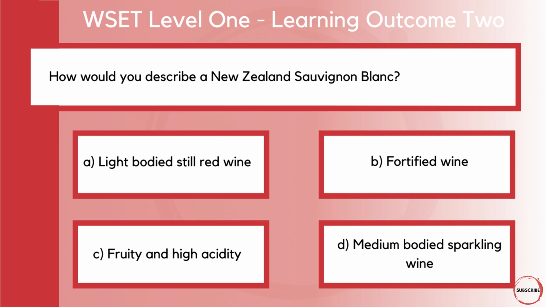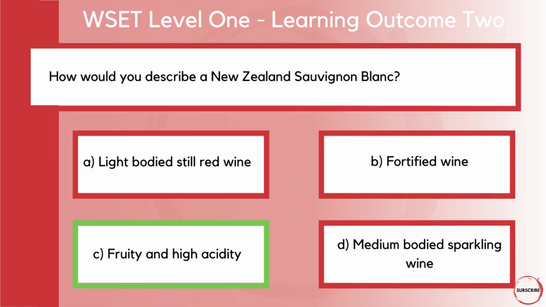How would you describe a New Zealand Sauvignon Blanc? Is it a light-bodied still red wine? Is it a fortified wine? Is it fruity and high in acidity? Or is it a medium-bodied sparkling wine? Again, another typical example of what you might expect. You're given a country, you're given a grape, you're expected to know the styles that are produced by that country. Sauvignon Blanc is of course a white grape, meaning we can discount some of these immediately. The correct answer is that a New Zealand Sauvignon Blanc is fruity with high acidity.